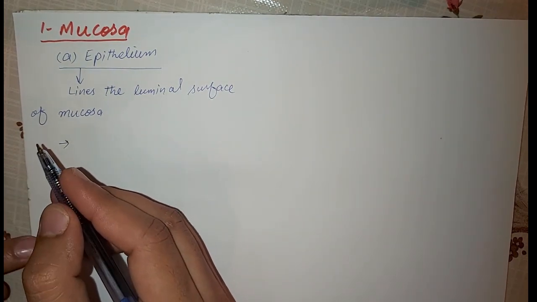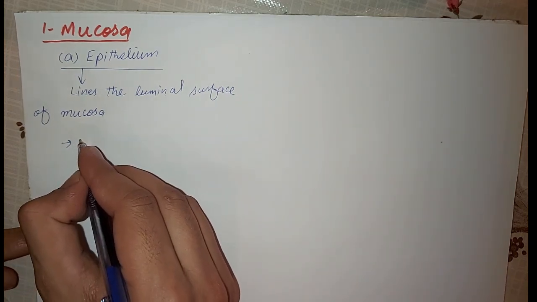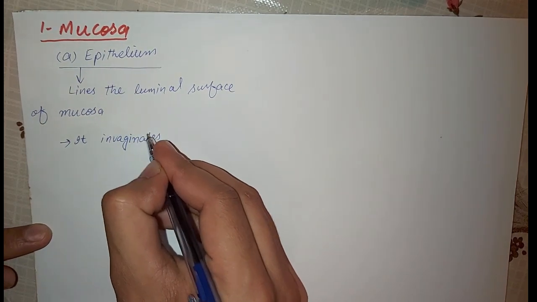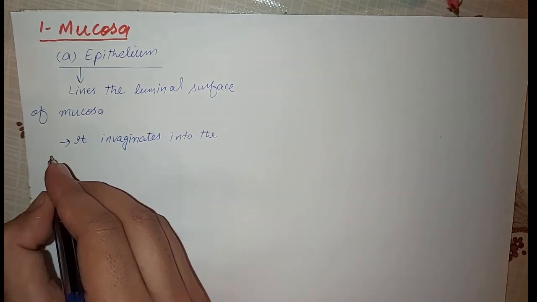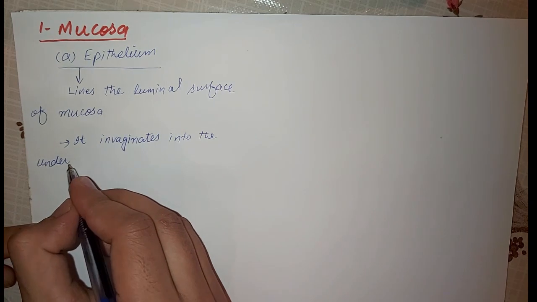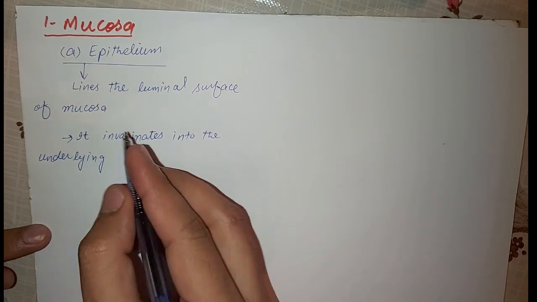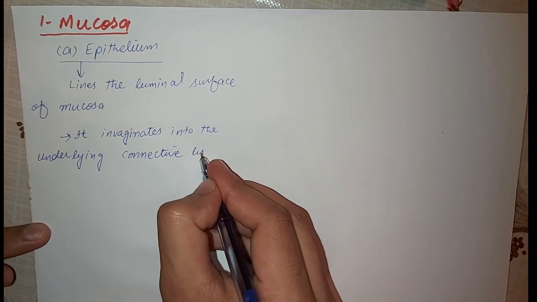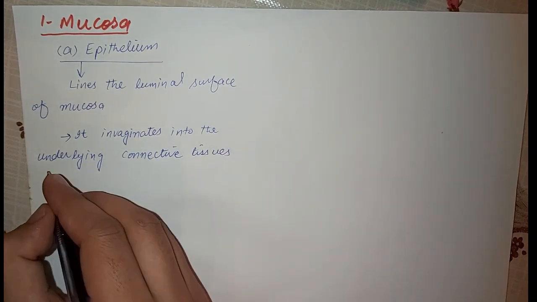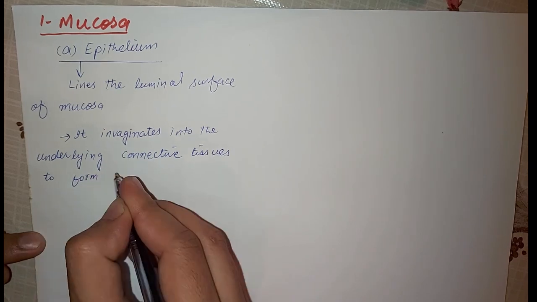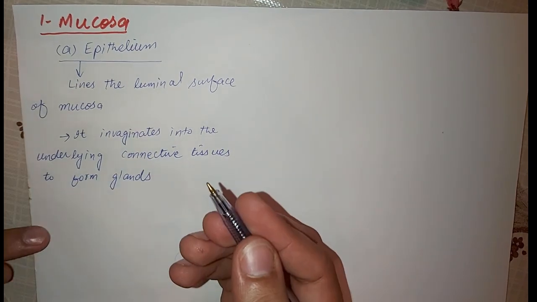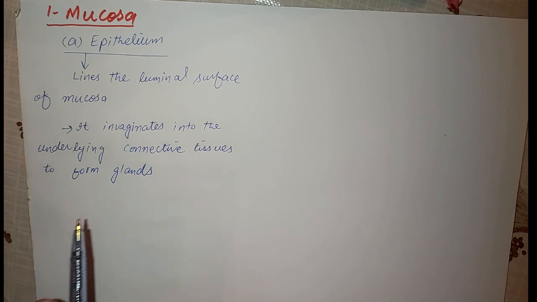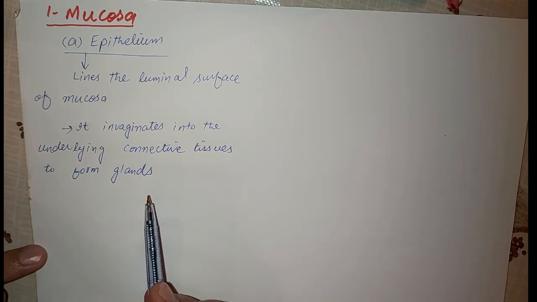Second feature is that epithelium invaginates into the underlying connective tissue to form glands.